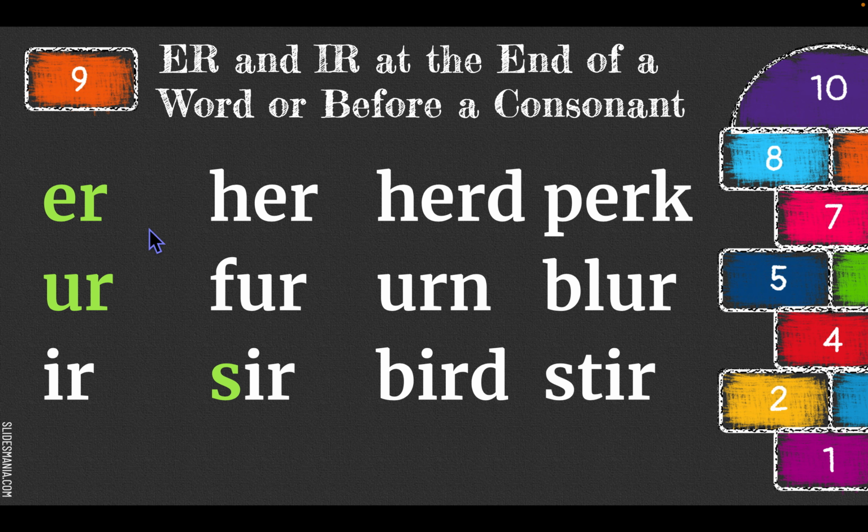Let's try these sounds in some words. These sounds will say at the end of a word, like these three words here, or before another consonant. Her. It's okay to run your finger below the word as you read. Heard. Perk. Fur. Earn. Blur.